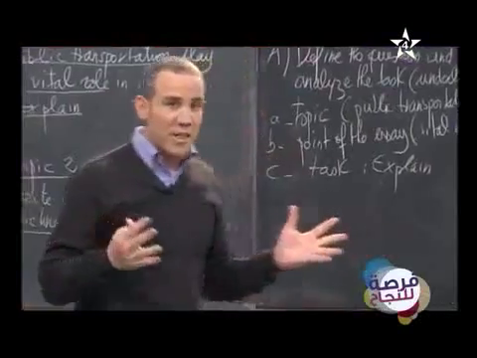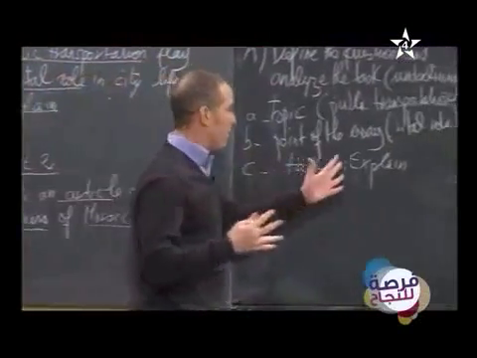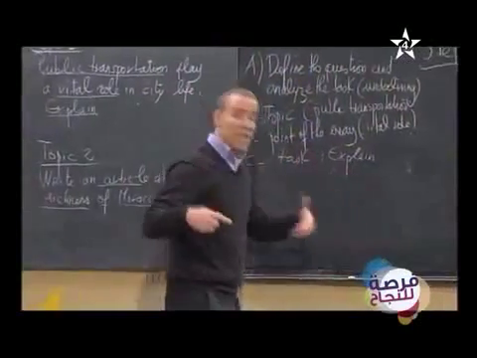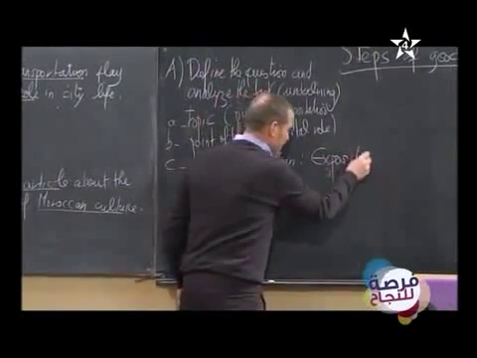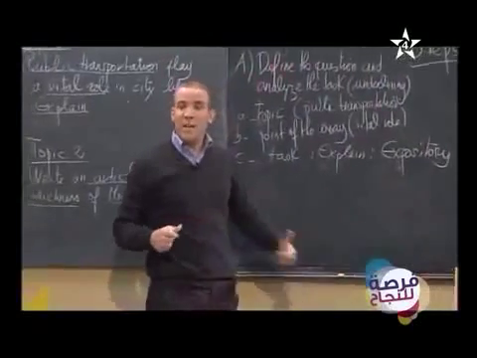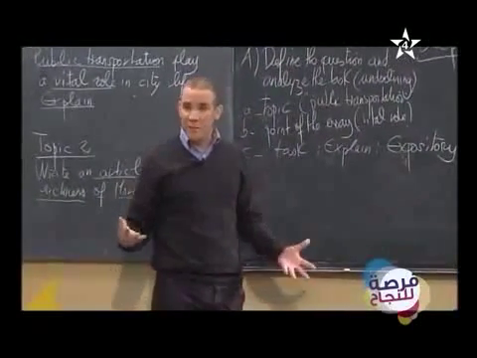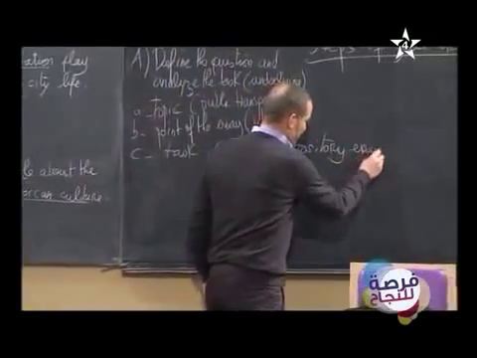So when you have this little word explain, what type of essay are you going to write? Are you going to write an argumentative essay? No, of course. Are you going to give different opinions about the topic? You are just going to explain. It means you give more details, more examples. So you are going to write an expository essay. It means an informative essay. So this is the first type.